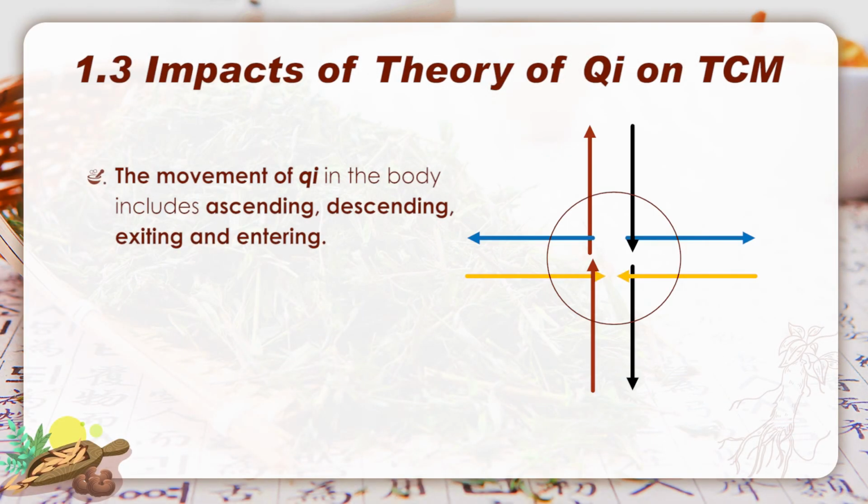end. Meanwhile, the idea of qi has been applied in TCM to explain and demonstrate physiological condition and pathological changes. For example, the movement of qi in the human body usually is demonstrated as ascending, descending, exiting, and entering. By these four main movements of qi, human body maintains its life activities.